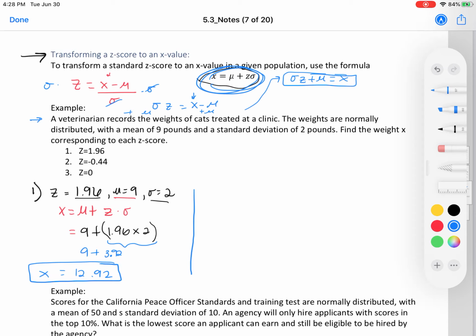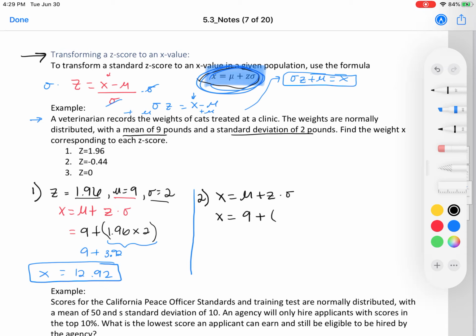Let's do one more. Let's do 2. Okay, we have our formula. X is equal to, let me highlight it just so we have it handy. It's right here. X is equal to mean plus z times sigma. So for 2, we have a z of negative 0.44. We still have the same mean given. We're given a mean of 9 pounds and a standard deviation of 2.